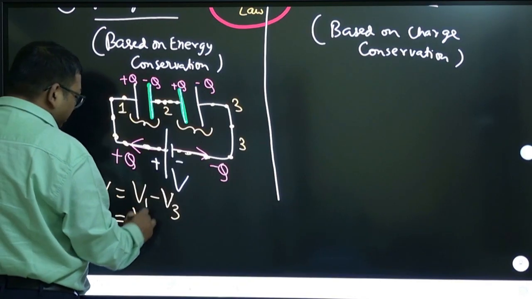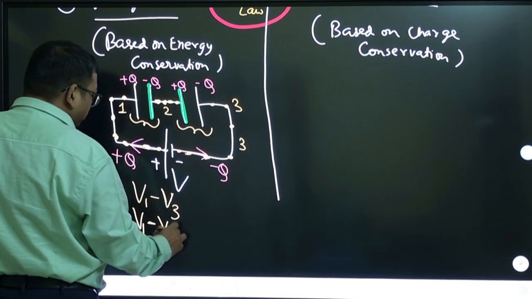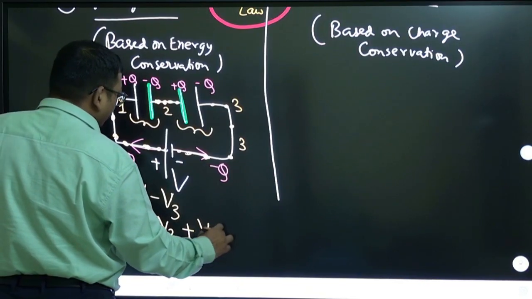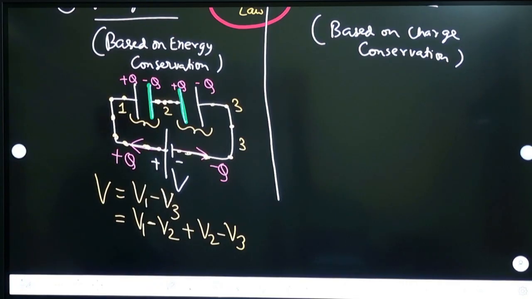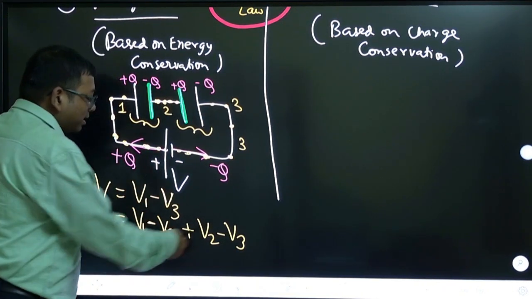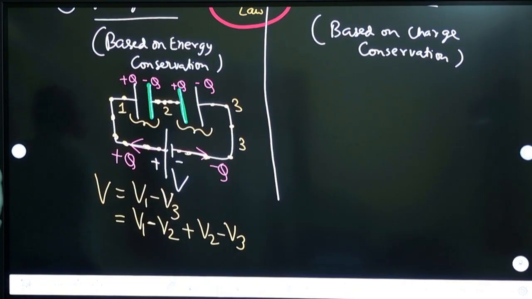Now let us understand this. We can write this as V1 minus V2 plus V2 minus V3. Can we write it? Because V2 will not matter now. This V2 will get cancelled, right? Correct.